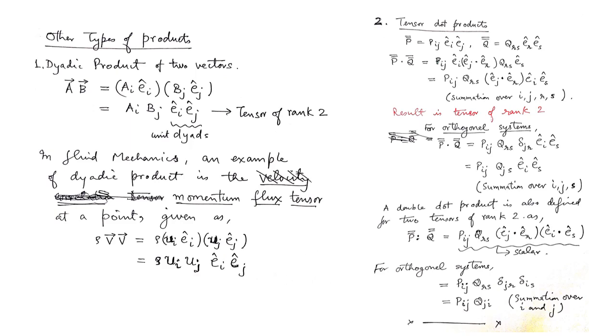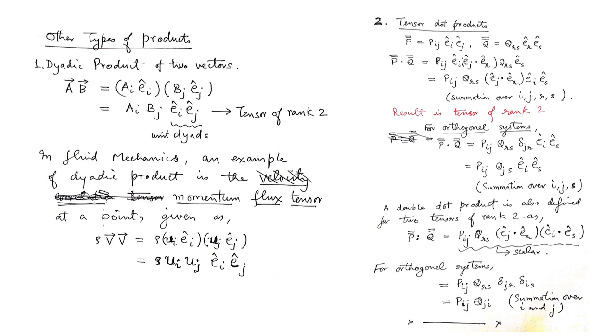Notice again that since I have used ij in representing the P tensor, I am using different indices R and S for Q. Now the dot product is simply written as P tensor dot Q tensor. This is equal to Pij ei ej, and on the other side I write Qrs er es. Now the unit vectors involved in the dot product from the P side and from the Q side are the ones which are immediately adjoining the dot operator.